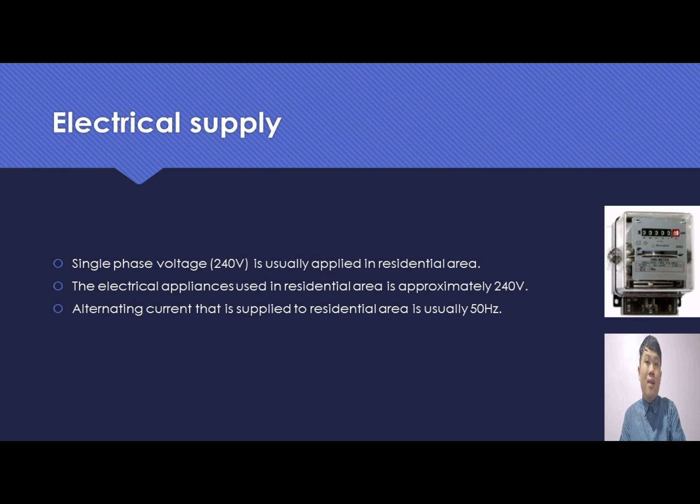Alternating current that is applied to the residential area is usually 50 Hz, which means that the alternating current will change its direction 50 times per second.